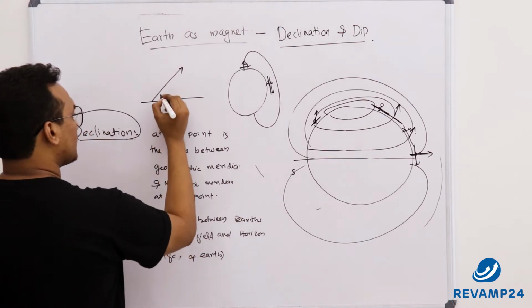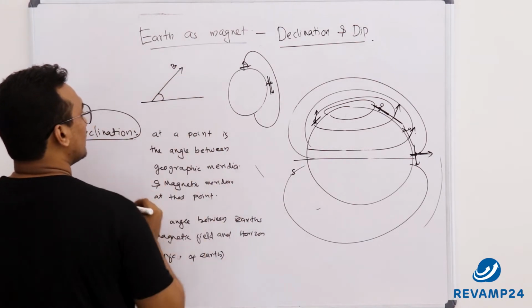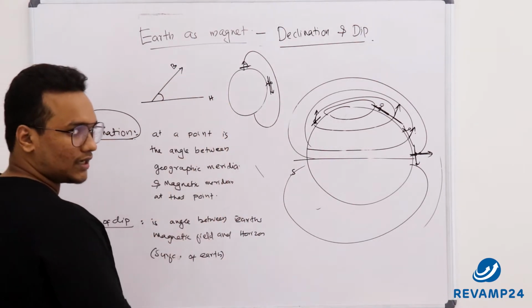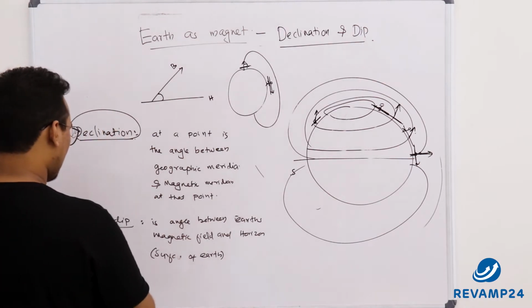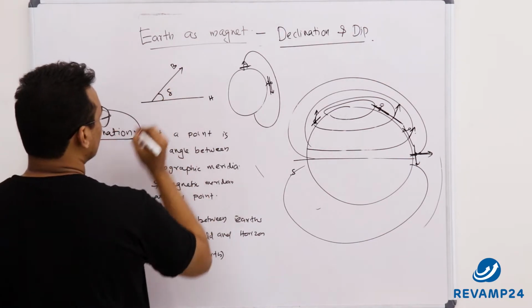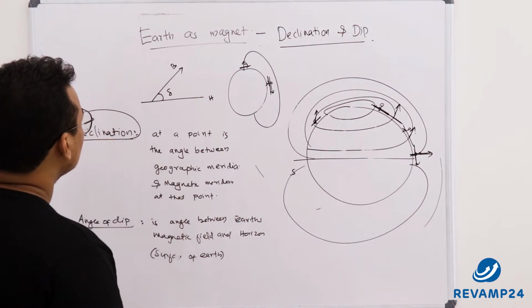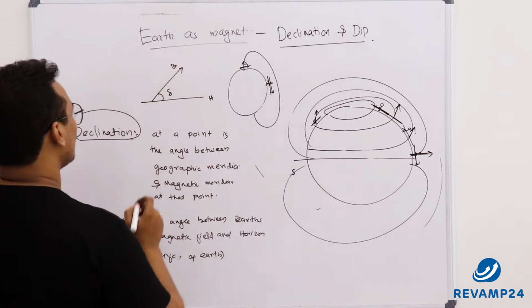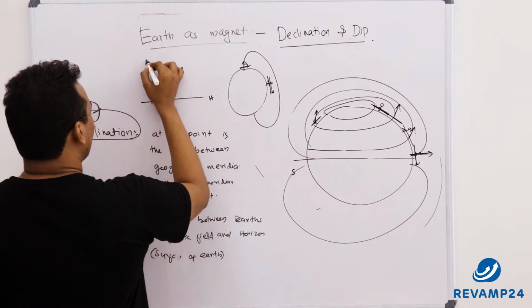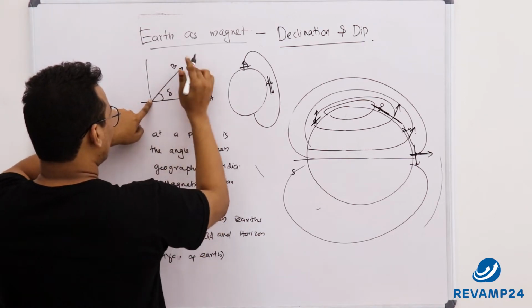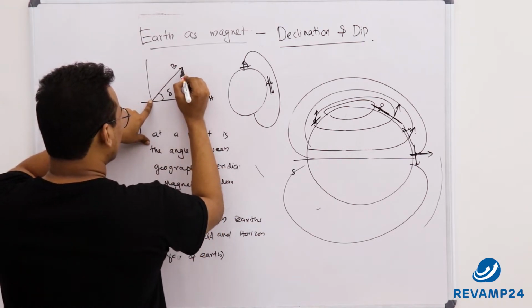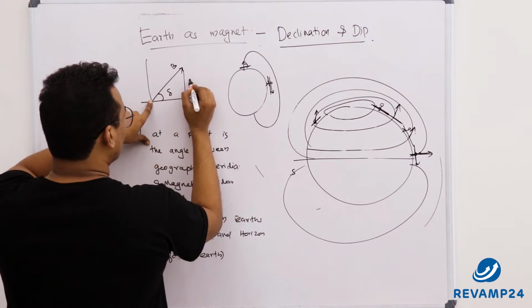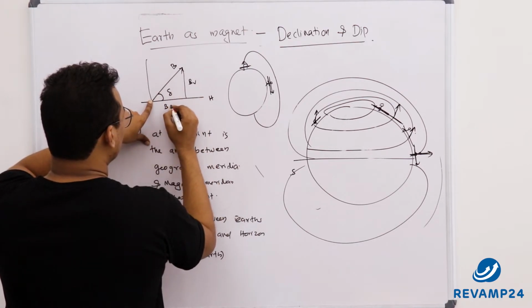Now the angle between the magnetic field B and the horizontal at that point is nothing but the angle of dip. Now I can split the magnetic field into two directions. Let's say this vector I am going to split into two components. So this is the vertical component, B vertical, and this is B horizontal.